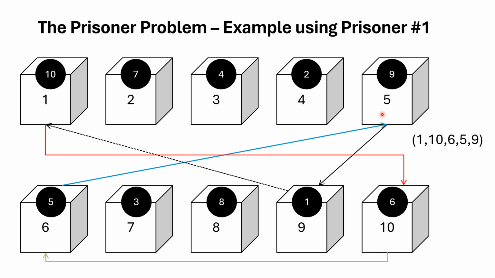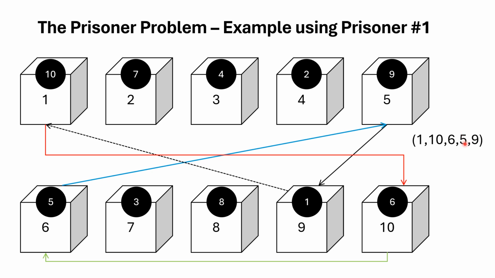He'll go to box 5 that has a 9 in it, and then he goes to box 1, which has his number. So prisoner number 1 is on a loop of size 5, and he'll find his number, as we saw, in exactly 5 tries. And that'll be a success since he's allowed to open 5 boxes. And in fact, any prisoner whose number is in this cycle would find their number in exactly 5 tries.